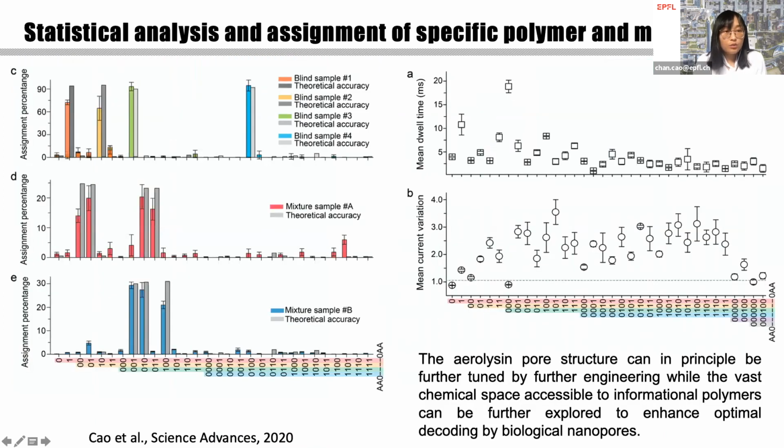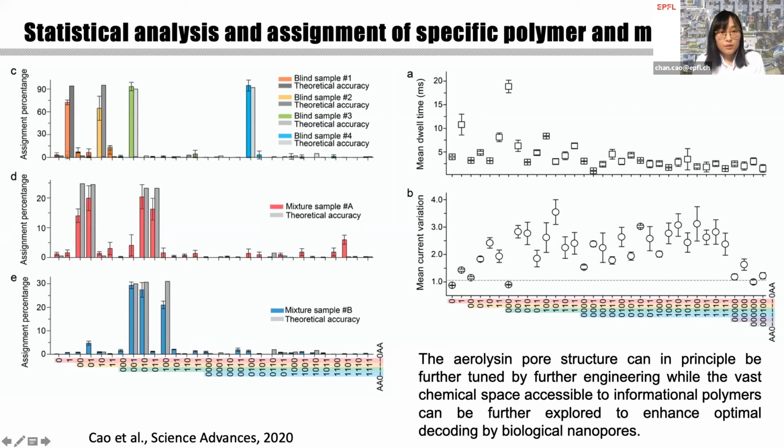To validate this deep learning platform, we also did a blind test and a mixture sample test. So more or less, we proved the method itself is good enough to assign all of these polymers. And here is a statistical analysis. To give a better landscape, I also include a few longer polymers like 5 or 6 beads.